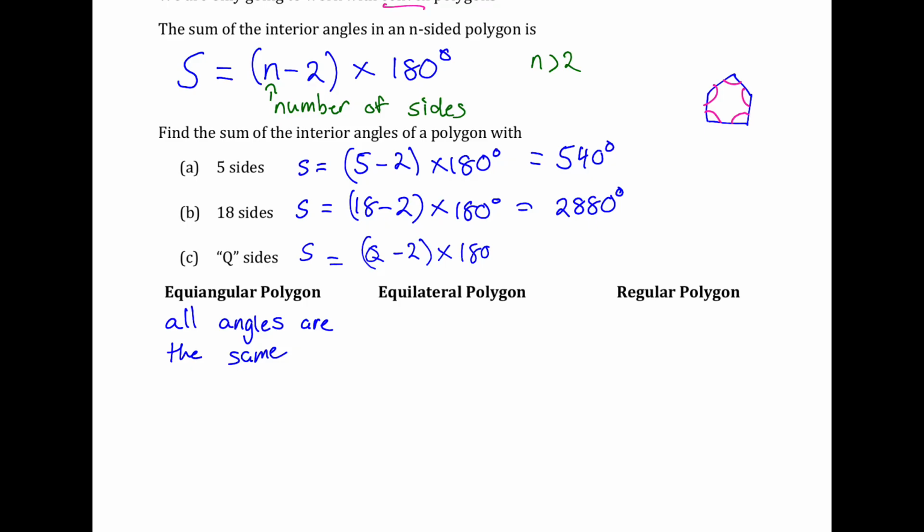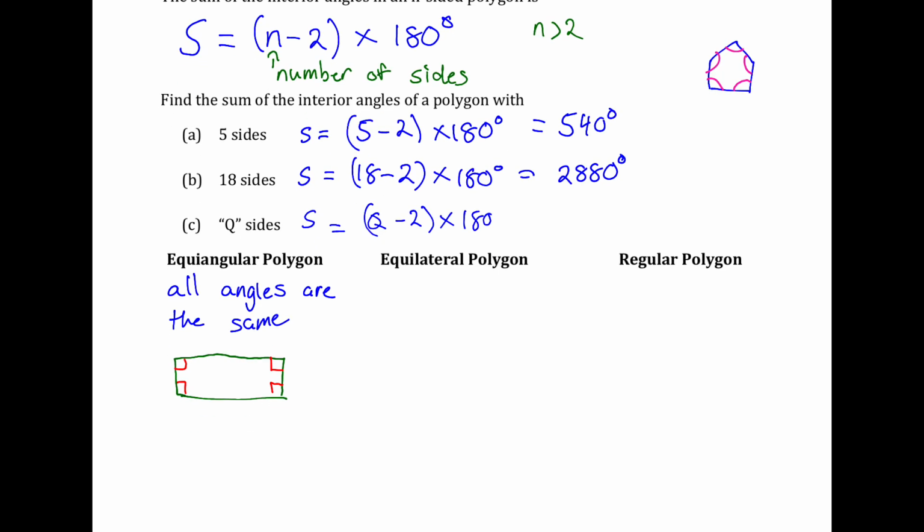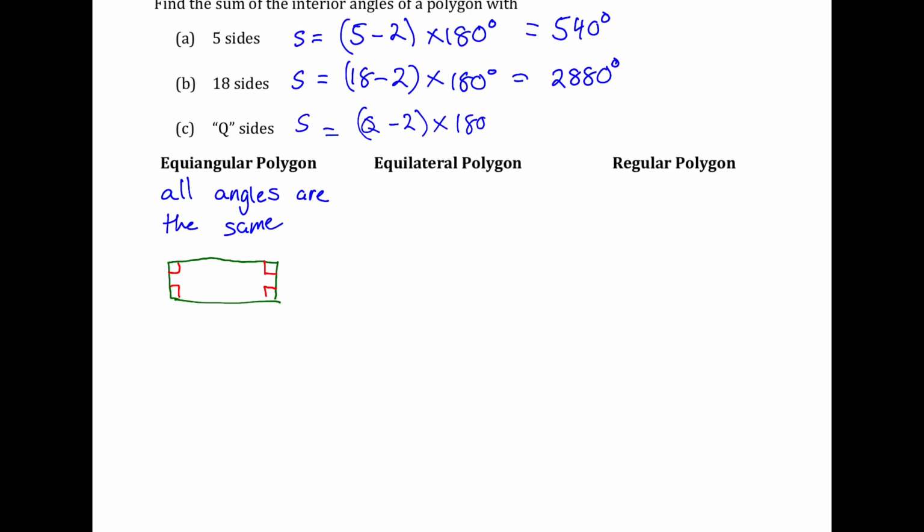So, all of the angles are the same. An example of this would be a rectangle. Like a nice long rectangle. Right? All 90 degrees in a rectangle. I got 90 degrees here, 90 degrees there, 90 degrees there, 90 degrees there. So those are my equiangular. Let me slide up so you guys can all see. Equiangular one.